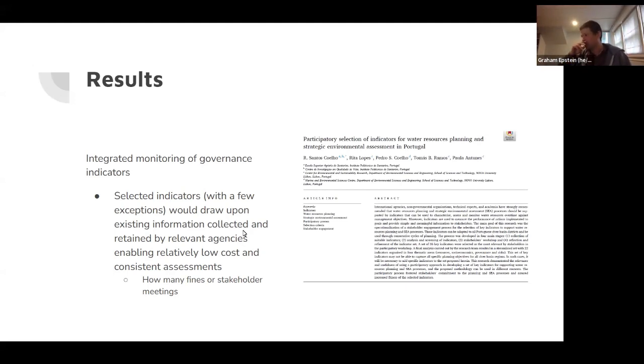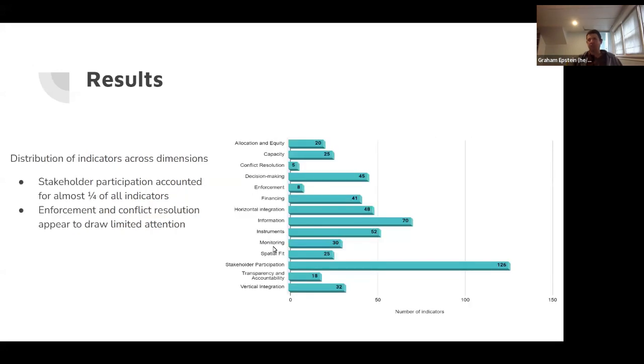farmers or public utilities and so on, where they work together to identify indicators that they could use to assess water governance. And this focused on indicators that were already being collected and retained by relevant agencies. So information about how many meetings we're having, how many fines were issued, how much money did we allocate to different governance functions like monitoring, enforcement, and so on. And so this appeared to me at least to offer a relatively promising approach for governance assessment.